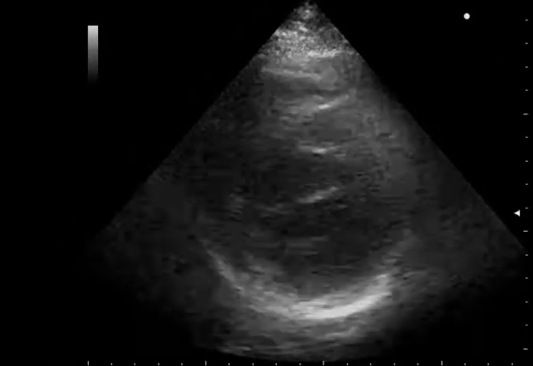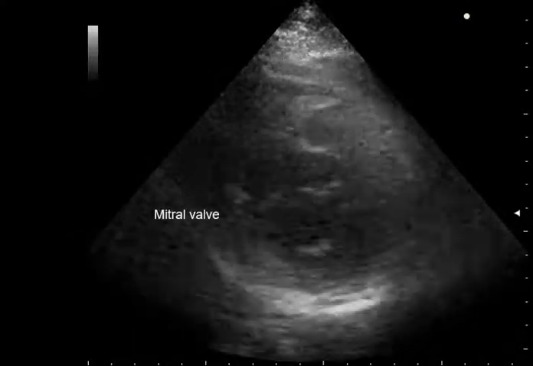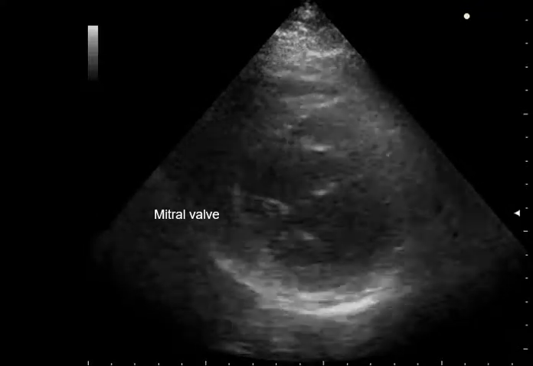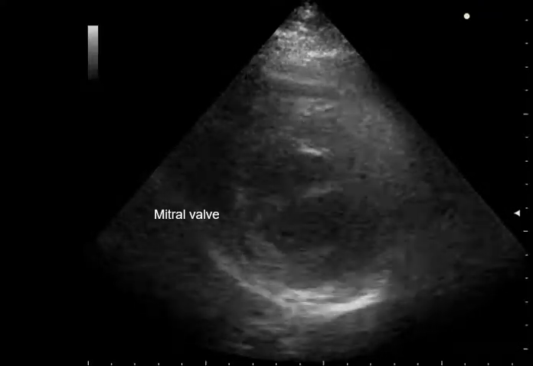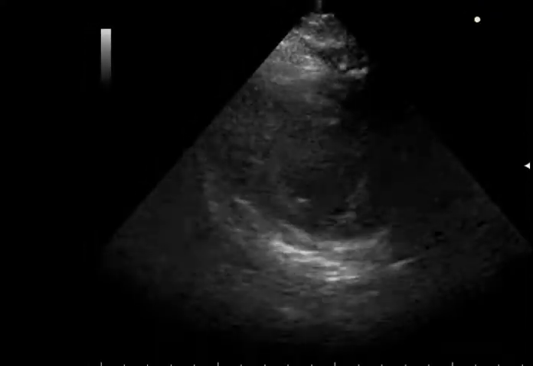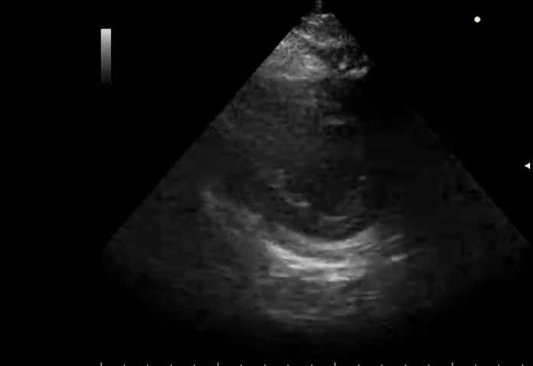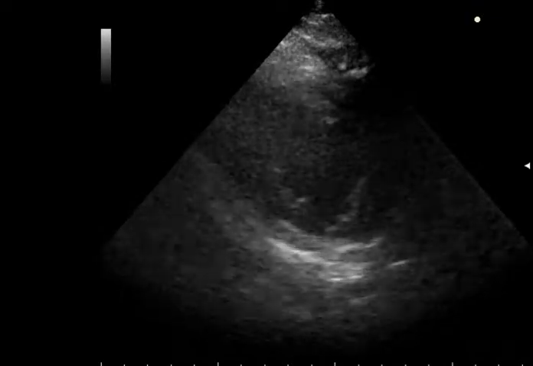Parasternal short-axis view of the left ventricle at the mitral valve level showing the mitral valve. In this position, the parasternal short-axis view at the level between the papillary muscles and the apex of the heart is presented.